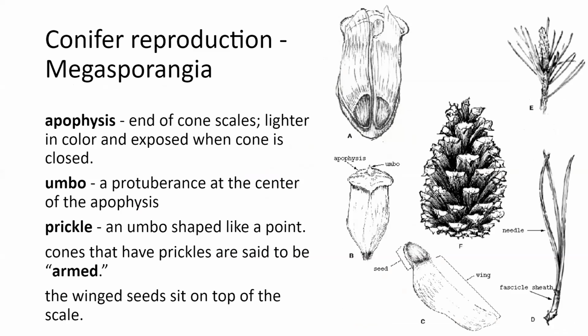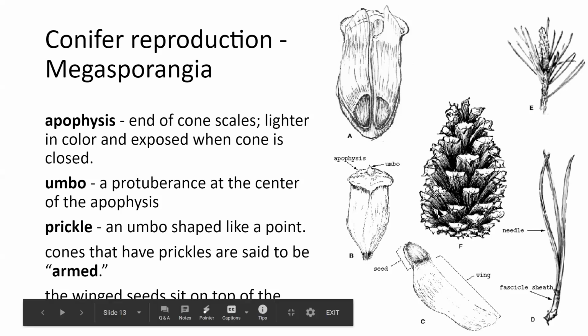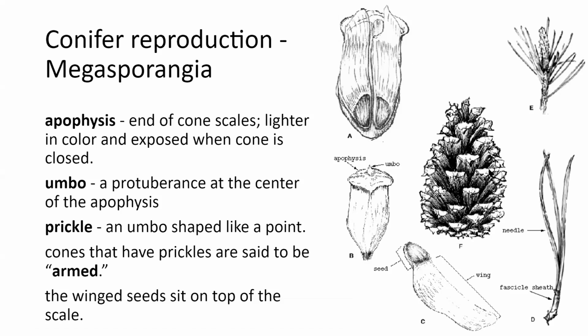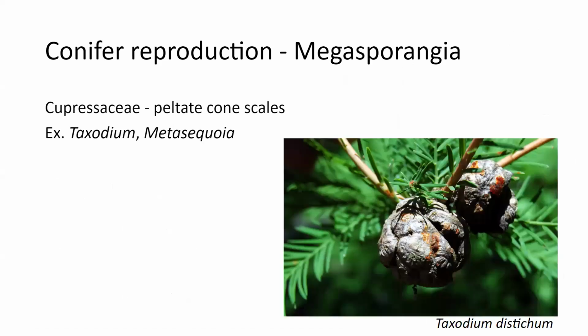And if you grab a loblolly pine cone, you could definitely tell that it's armed and it has prickles. And then those winged seeds sit on top of those cone scales. So that kind of breaks down all the different parts of a cone in Pinus.